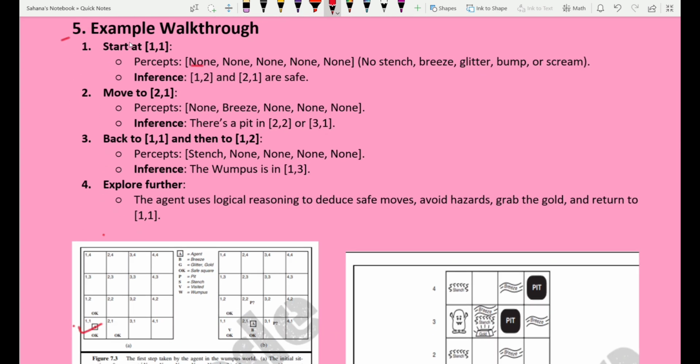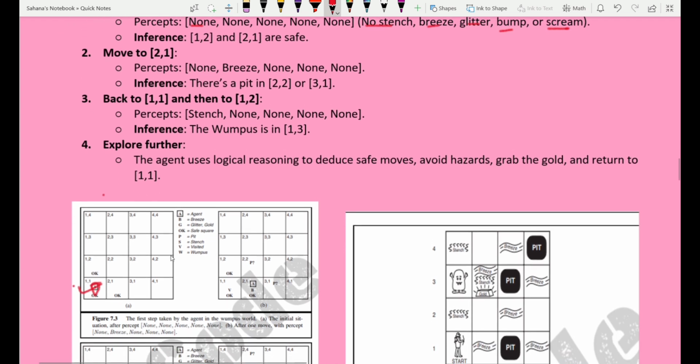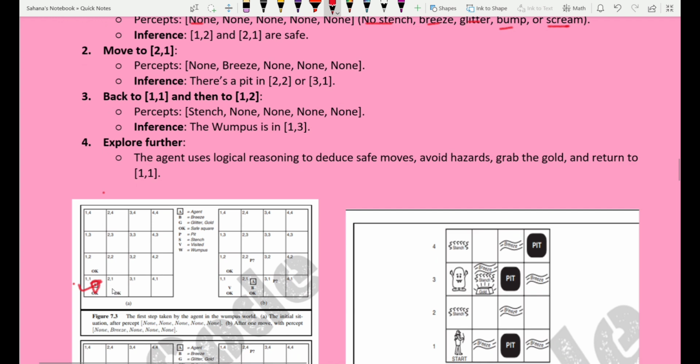We will walk through it. Start at 1, 1. Here it will be safe and the agent can stay safely. The percepts will be none: no stench, breeze, glitter, bump, or scream. By inference, 1, 1 and 2, 1 are safe.